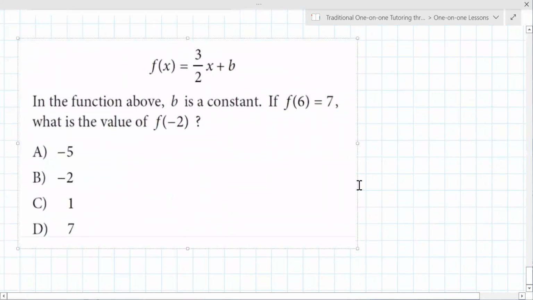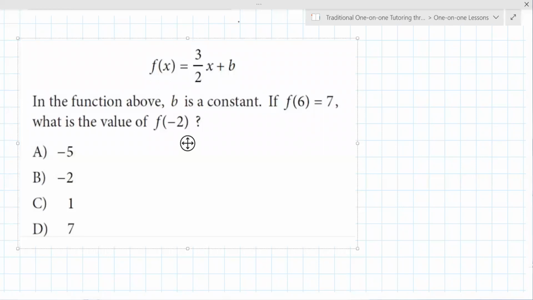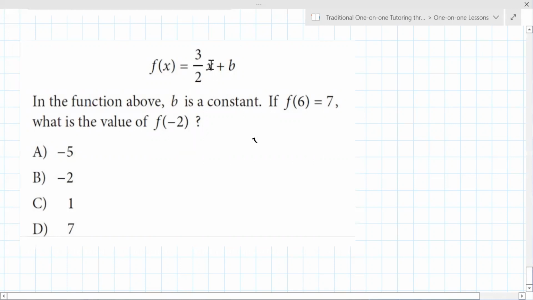Okay, so it says in the function above, b is a constant, b is the intercept. If f of 6 equals 7, what is the value of f of -2? Okay, so right now, if you were to try to put -2 into this function, you would have a problem because you don't know the value of b. Do you agree with that? Yes. So now on the right, this gives you enough information to find b.